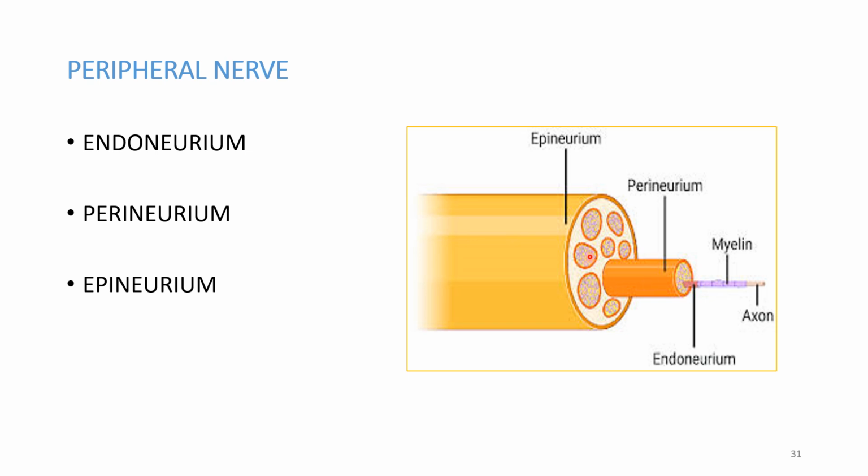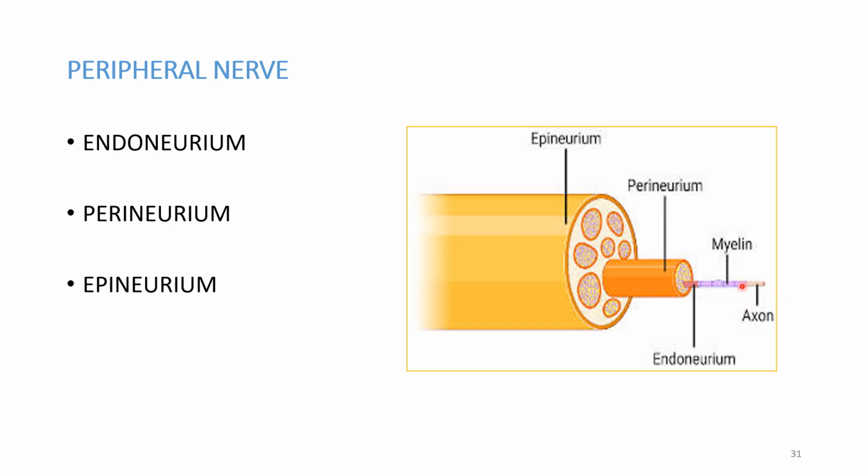Like this, we have many fascicles. These many fascicles are surrounded by epineurium. This is endoneurium, this is perineurium, and this is epineurium. So this is a cross section of the peripheral nerve. Each axon or nerve fiber is surrounded by endoneurium.